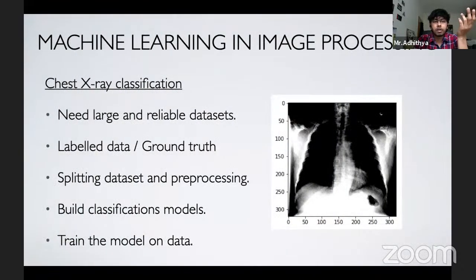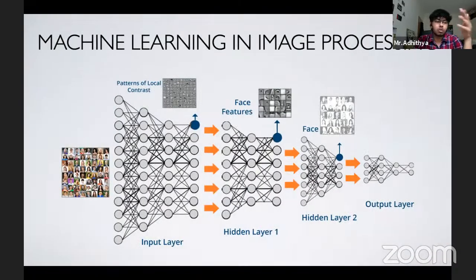So for example, we can use chest X-ray classification, where we use labeled data from physicians and feed this data to our machine learning model. These models first train on our data in order to learn what is normal and what is not normal. Once it is trained, the data is passed through a neural network, and this network model will be able to observe certain patterns.